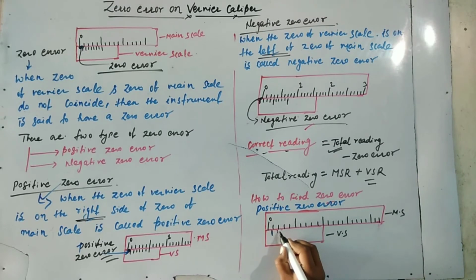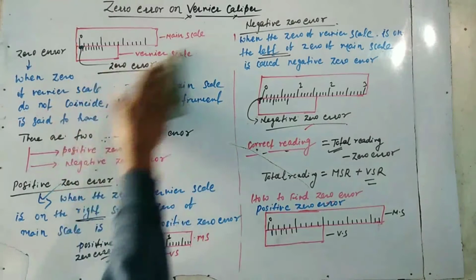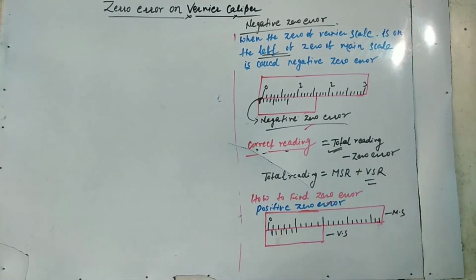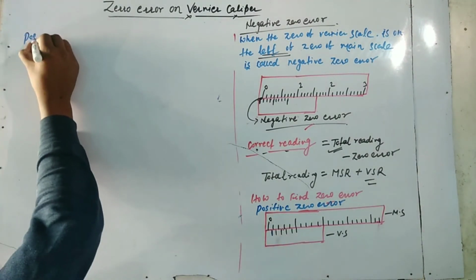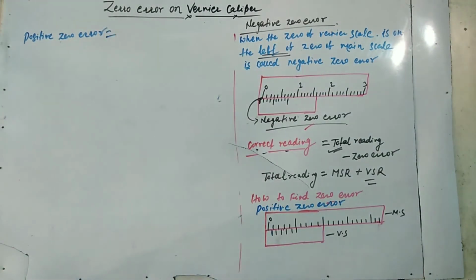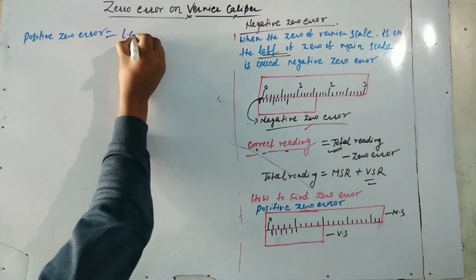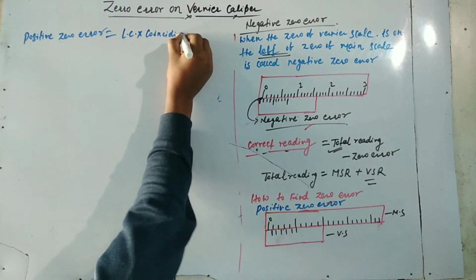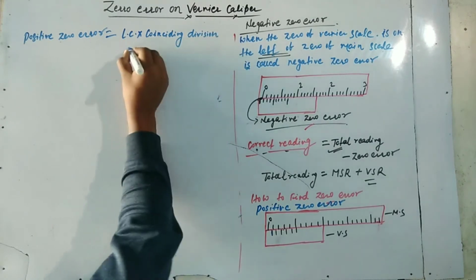Now we see where the vernier scale zero will coincide with the main scale reading. So it will be positive zero error. Positive zero error is equal to least count into coinciding division of vernier scale. It is the formula for positive zero error.